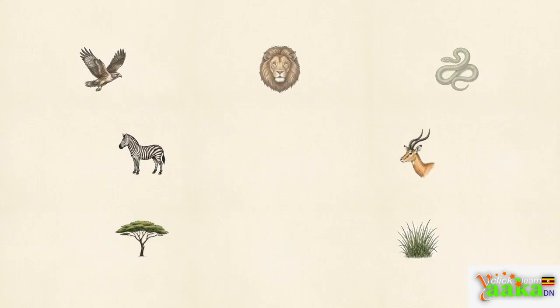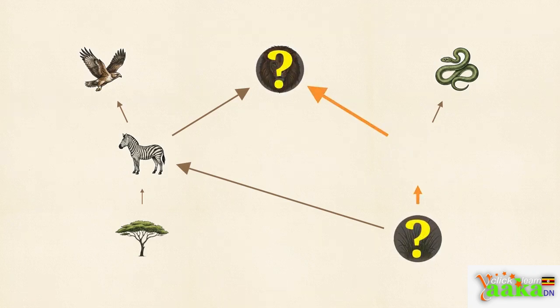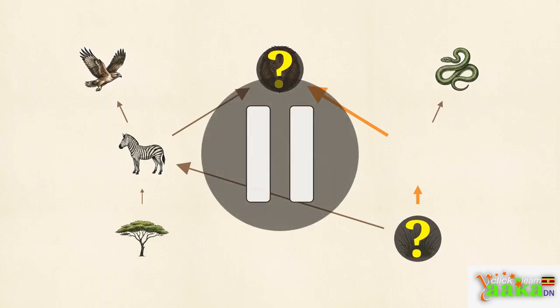This chart shows our original savanna food web. Let's introduce a disruption. Imagine a disease outbreak spreads rapidly through the herbivore population. The gazelle population crashes and is entirely removed from this system. Trace the arrows connected to the gazelle. Pause the video here and predict exactly what will happen to the lion population and to the savanna grass.